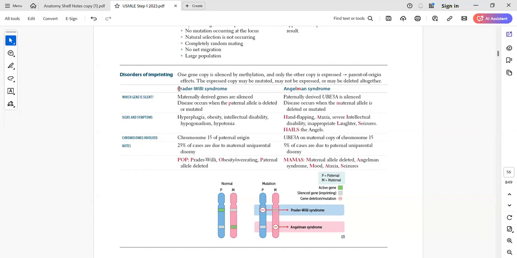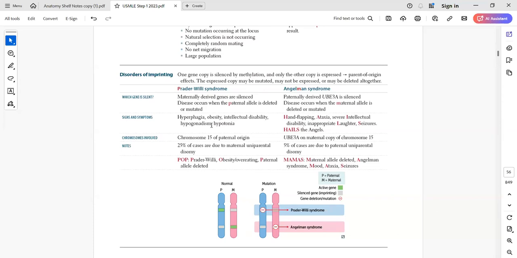So in Prader-Willi, P for Prader and P for paternal. So in Prader-Willi, paternal allele would be deleted. Okay. Now paternal allele is deleted and maternally derived genes are silenced. So they are of no use as well. Right? And paternal allele is deleted altogether. So now signs and symptoms would be, just imagine the paternal side, the father or the grandfather.